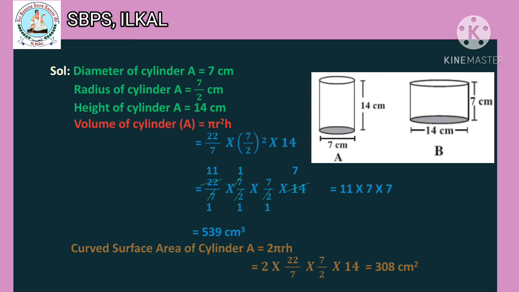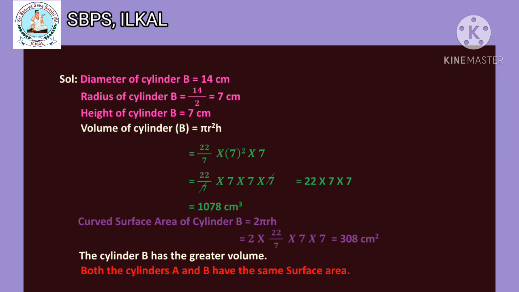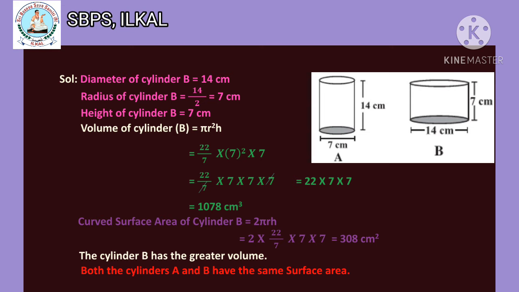Let us find curved surface area of cylinder A children, which is equal to 2 pi rh, which is equal to 2 into 22 by 7 into 7 by 2 into 14. If you simplify, we will get 308 square centimeter. Let us consider the second figure.